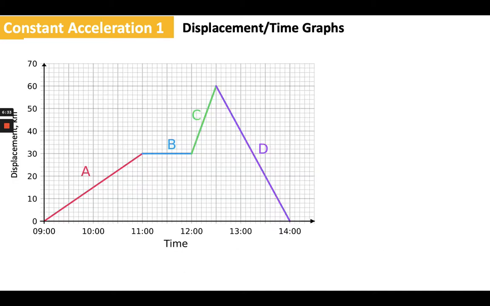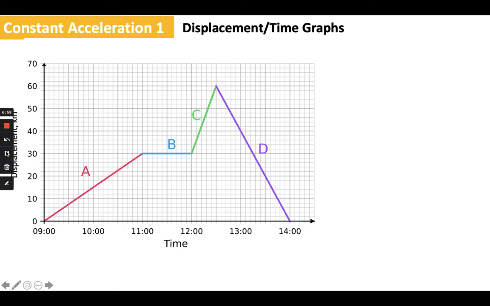A displacement-time graph will have displacement on the y-axis and time on the x-axis. In this case I've got kilometres for my displacement, and a time scale that just uses the actual time, so the difference between 9 and 10 is 1 hour, for instance. I'm going to start by explaining what is happening at each point.